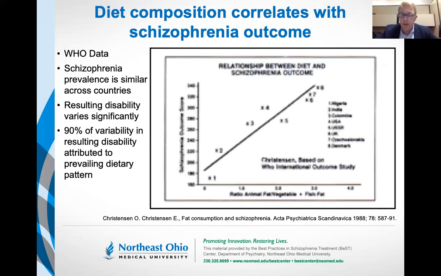I apologize, and now I realize that this graphic is really pixelated when it shows up on the slide. But this is showing you that disability rating changes across countries, and the disability rating is on the y-axis. On the x-axis, you have the ratio of dietary fat that comes from fish or vegetable sources versus from animal sources. And this graph shows that about 90% of the variability in disability from schizophrenia can be accounted for by the dietary fat intake in these various countries.